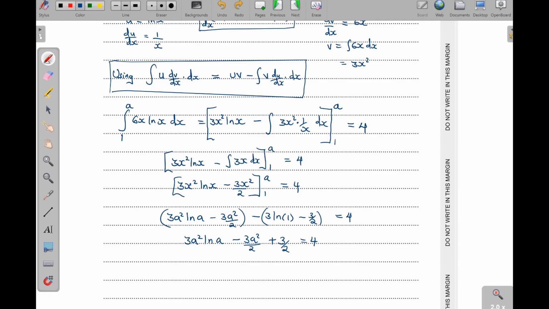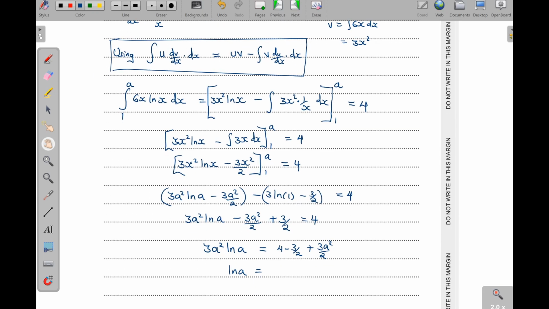We use exponentials, right? So let's make this one the subject of the formula. So we have 3a squared, then natural log of a. This one will be equal to 4 minus the 3 over 2, then plus 3a squared over 2. Okay, then natural log of a is going to be equal to, we shall divide all through by what? 3a squared, not so? This is 8, then minus 3, that will be a 5. So we have 5 over 2, then plus 3 over 2 of a squared. Then this one here will be divided by 3a squared.